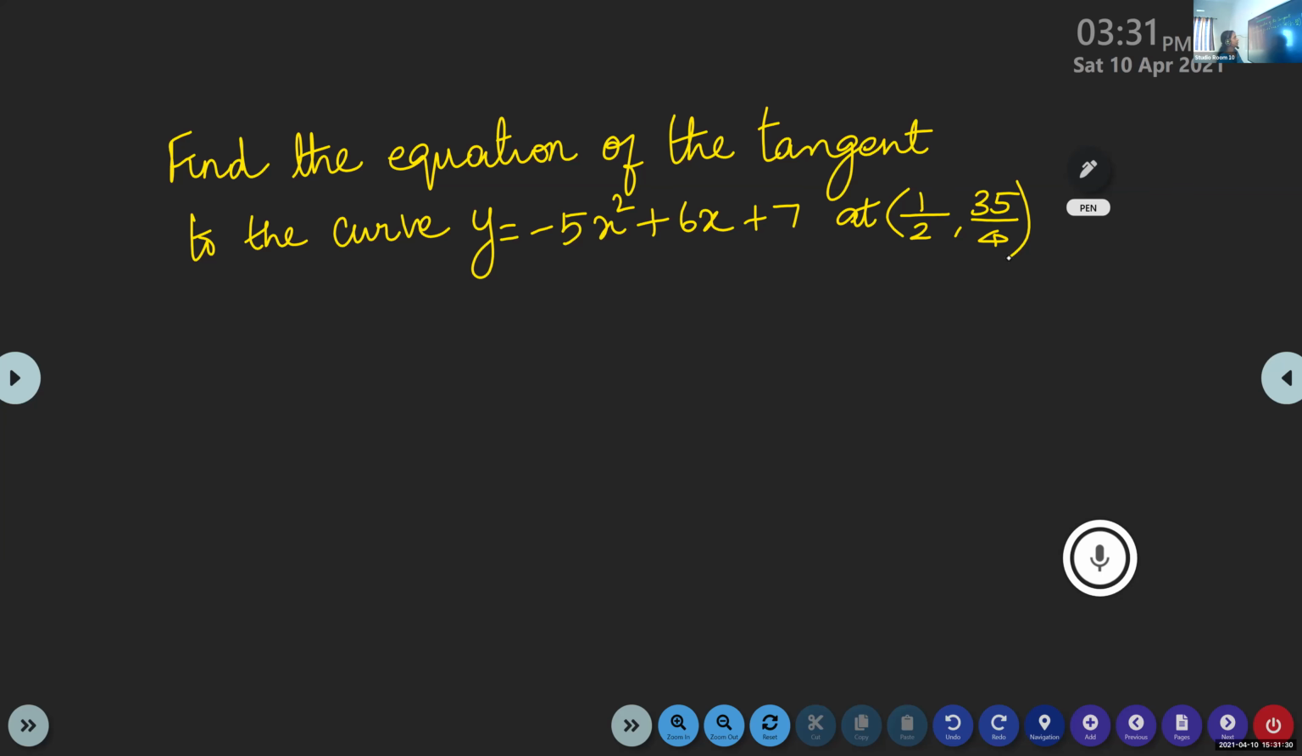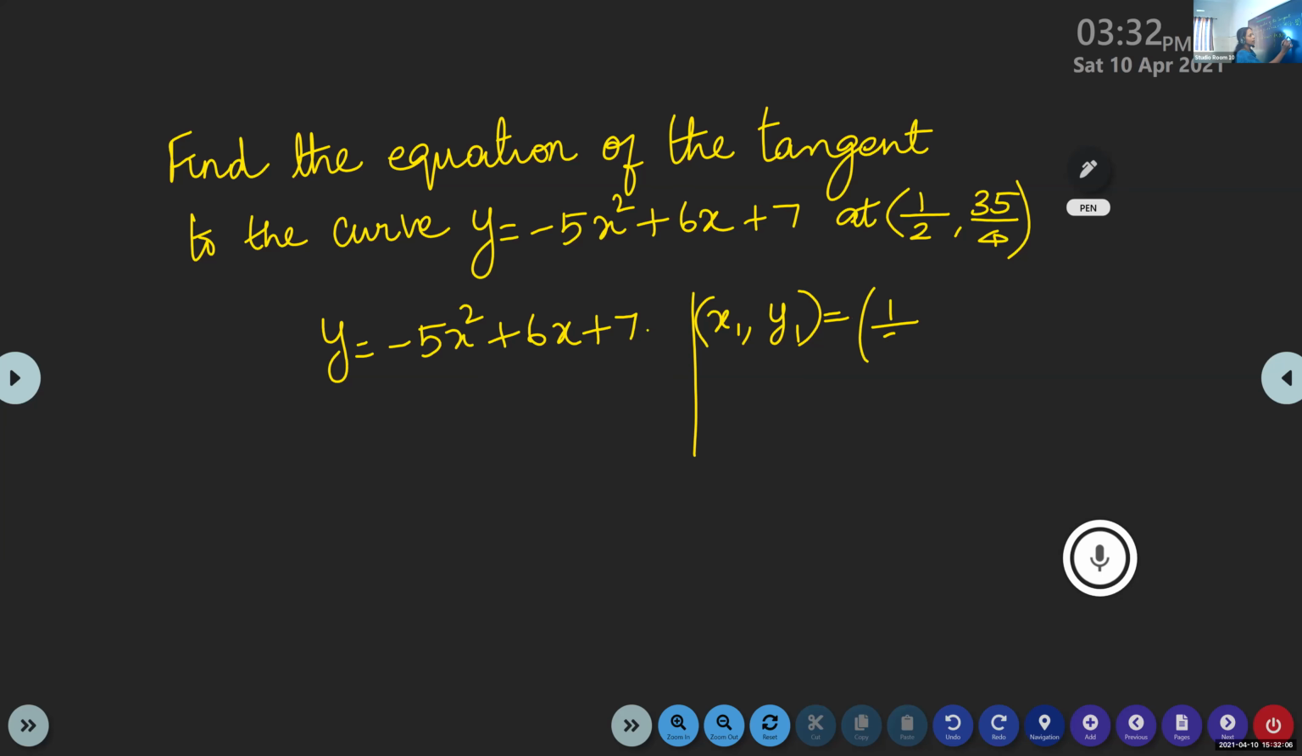Read the question. Find the equation of the tangent to the curve y is equal to minus 5x square plus 6x plus 7. The point at which we are drawing the tangent, we denote it as x1, y1. So x1, y1 is 1 by 2 comma 35 by 4.